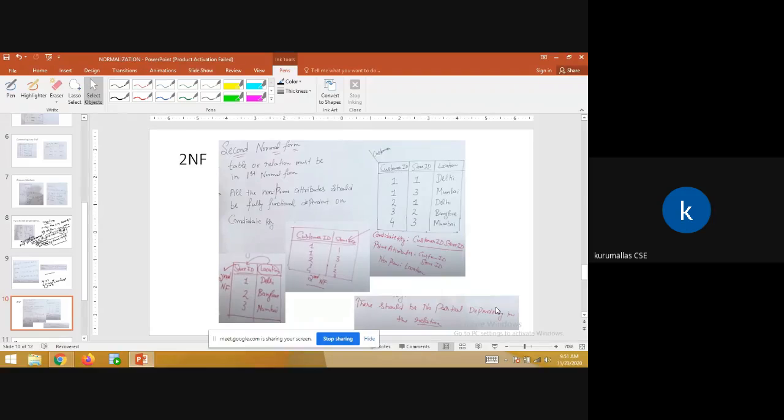So here in second normal form, the first rule is the table or relation must be in first normal form. The next rule is that all the non-prime attributes, meaning attributes that are not key values, should be fully functionally dependent on the candidate key. This is another rule; by seeing an example, we can understand easily. Next, the third one is very, very important: the second normal form should not contain any partial functional dependencies.